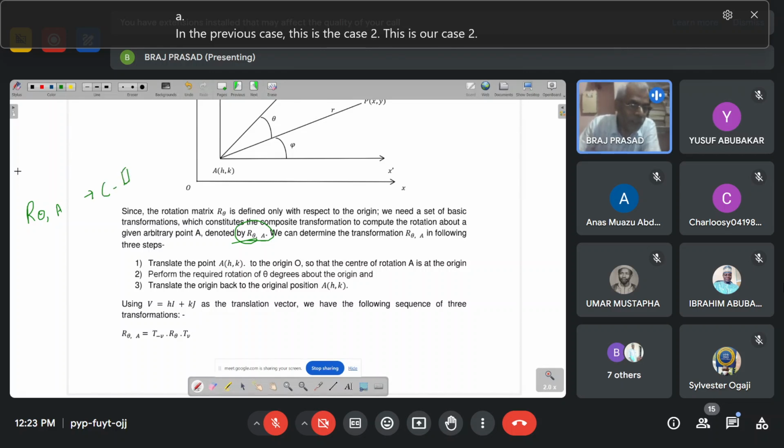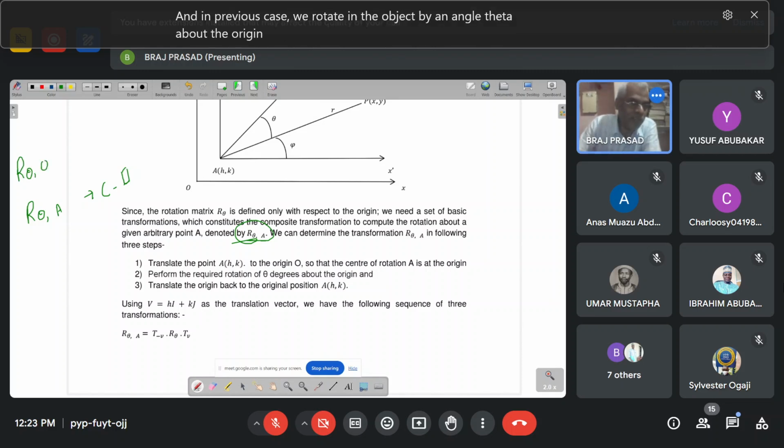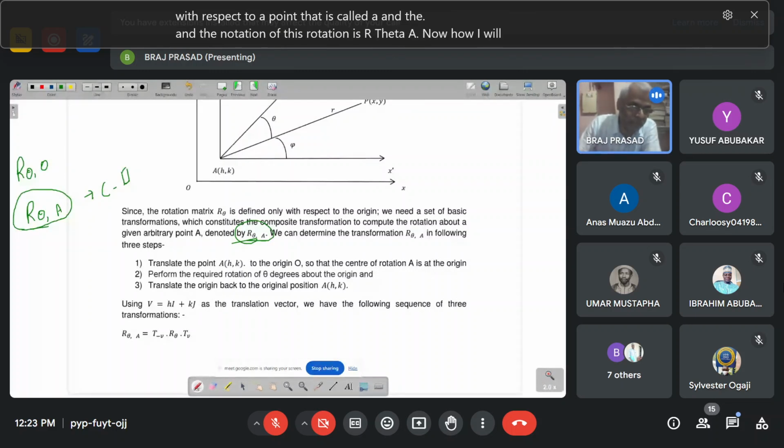And in the previous case, we rotate the object by an angle theta about the origin. This is our origin point. But in this case, we rotate the object with respect to a point that is called A, and the notation of this rotation is r theta A. Now how will I calculate this value?